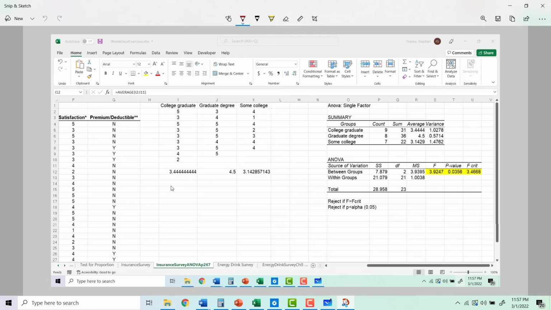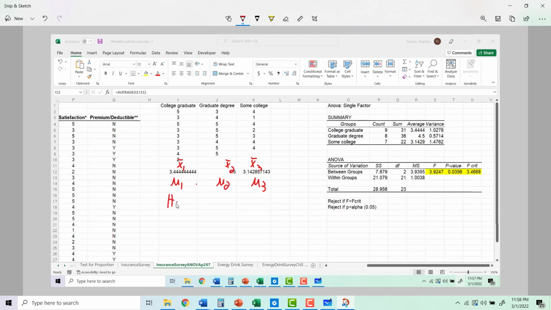So literally we have 3 means, mu1, mu2, and mu3. You can see we have the sample means calculated here. Looking at this, we could see that group 2 is obviously the highest, then group 1, followed by group 3. But is this statistically significant?